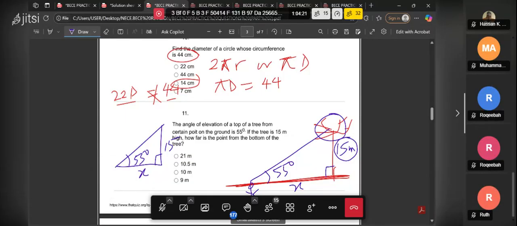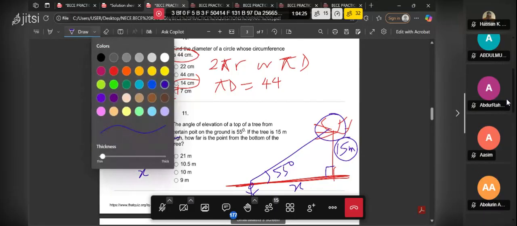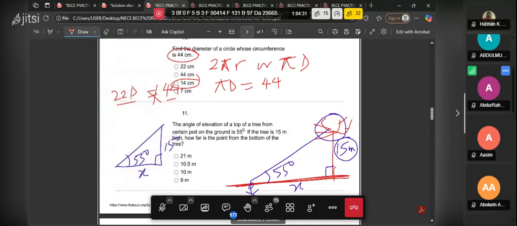So in this case, the next thing to do is to label the sides. We are going to label the sides. The side that is facing the angle given, which is 55, is the opposite. So this one is the opposite. While the side that is facing the right angle, 90 degrees, is the hypotenuse, while the other side is the adjacent.